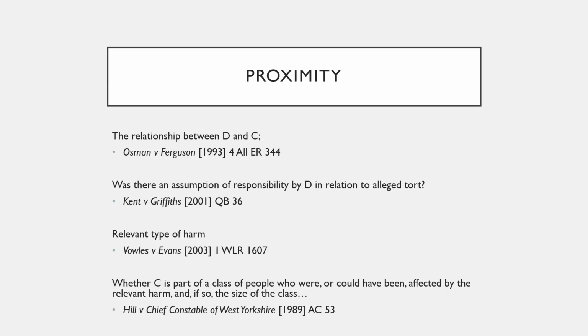Okay. We can then look at the relevant type of harm. So in Vowles v Evans, it basically says that a referee owes a duty of care to players. As the referee, you're there to ensure that reasonable safety is there for your players, that no one's going to be injured doing this particular job, and it's part of their job. That harm directly relates to their job. It's something that they were meant to prevent. That proximity is there.